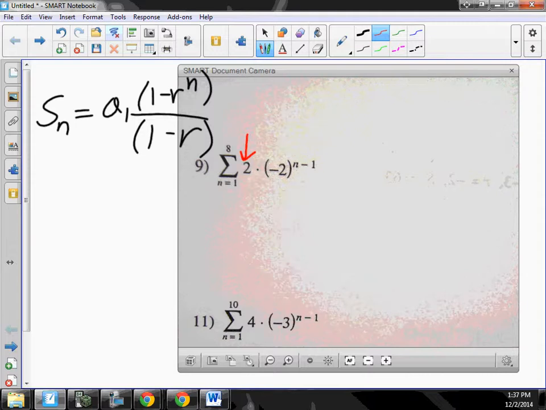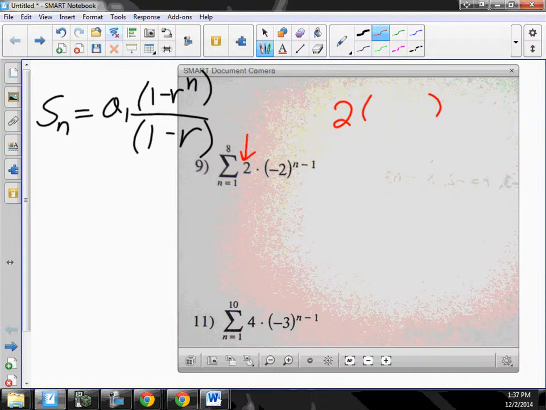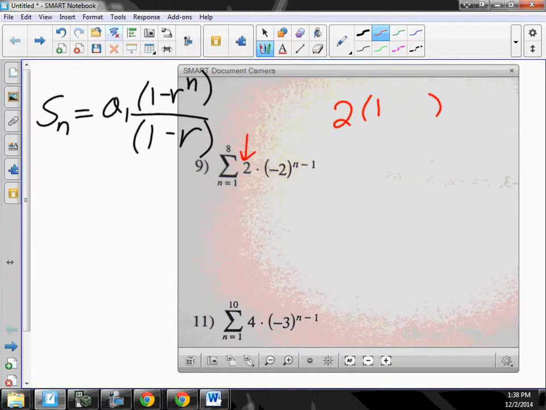So to fill out the S sub n formula, we have 2 times, what is 1 minus r to the n? What is r? Negative 2. So what would be 1 plus r? 1 plus, well, it's 1 minus negative 2, which is actually, well, you can't, it's got an n on it, so you can't combine the 1 and the 2. But this negative changes it to positive.